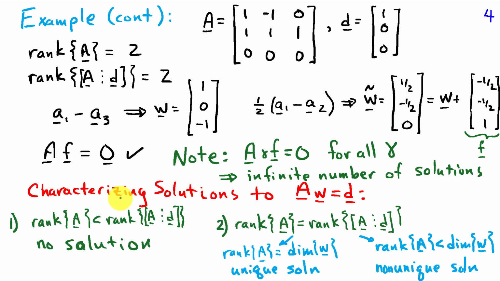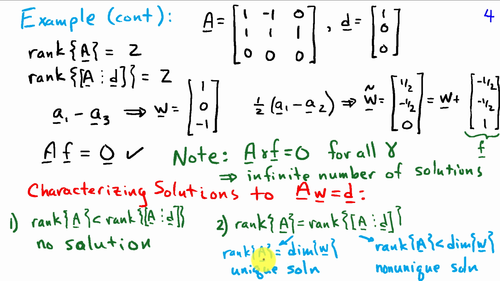So let's summarize by characterizing the solutions we have to this problem, AW equals D. Well, we saw before that if the rank of A is less than the rank of A adjoined with D, this means that D has some components that can't be described in terms of the columns of A. Then there's no exact solution to this problem AW equals D. On the other hand, if the rank of A is equal to the rank of A adjoined with D, then D can be described exactly in terms of the columns of A, and we have these two conditions.